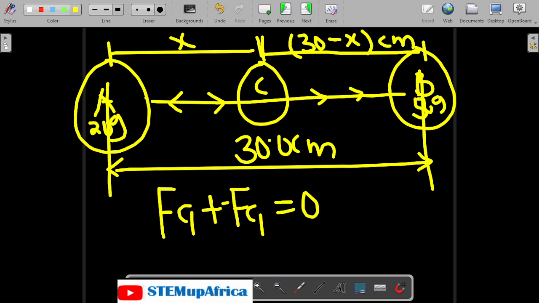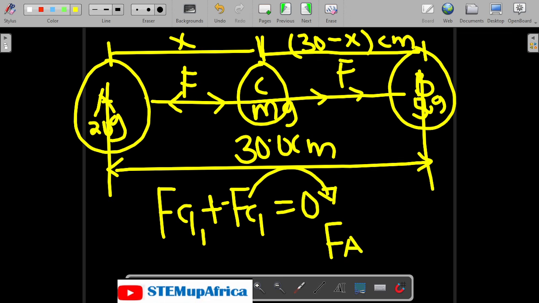So I need to get the force, so let's call the mass of particle C m grams. I need to get the force here and the force here so that both of them give me, if I collect like terms, FAC equals FCB. That's what it means. That's the only way we can have no net force.